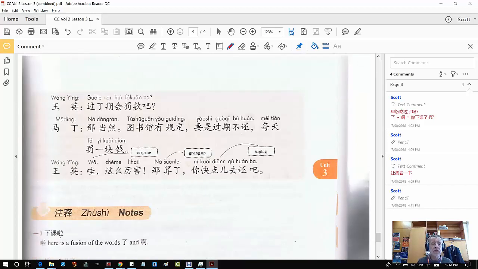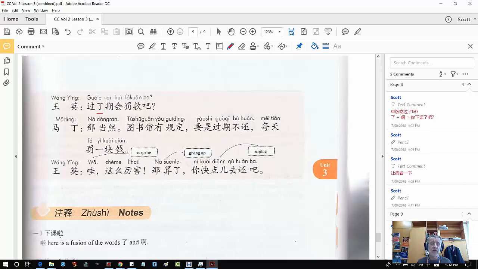Wang Ying then says 过了期会罚款吧? So she's asking the question, and I guess the thing that's interesting for us here is this use of 过了期. And we said, I think in our vocab list it says 过期 means to be overdue.